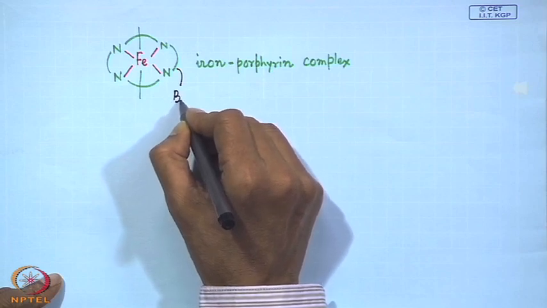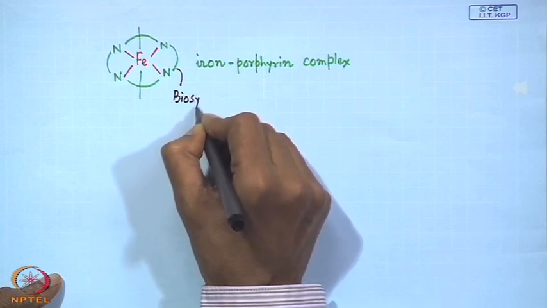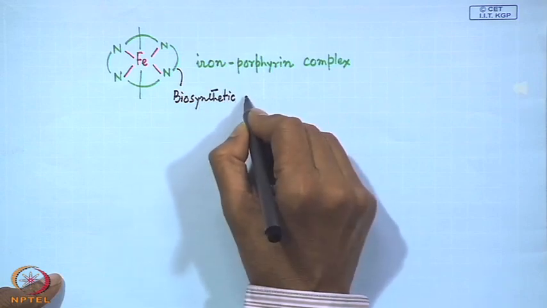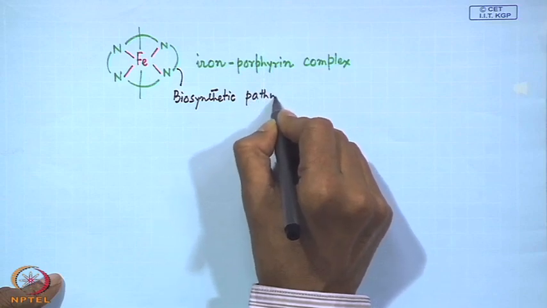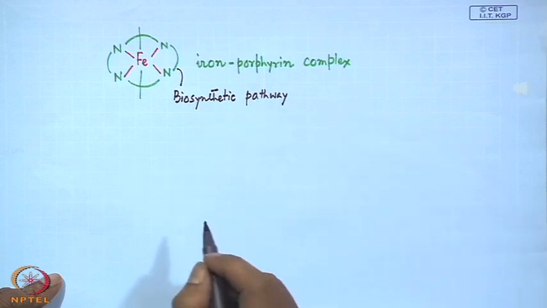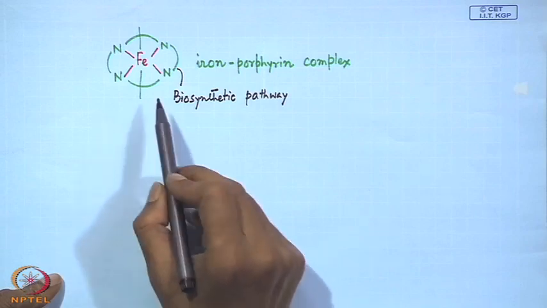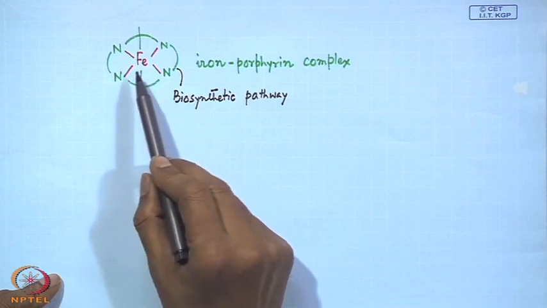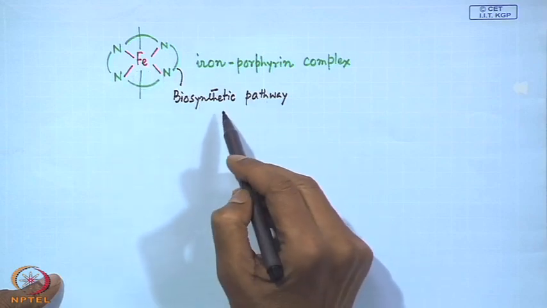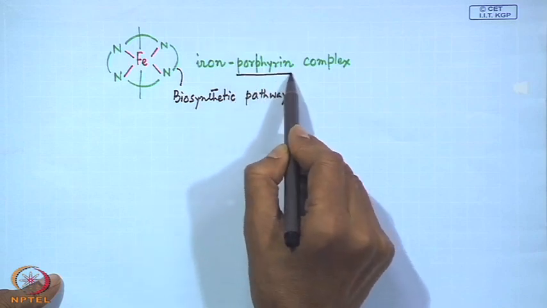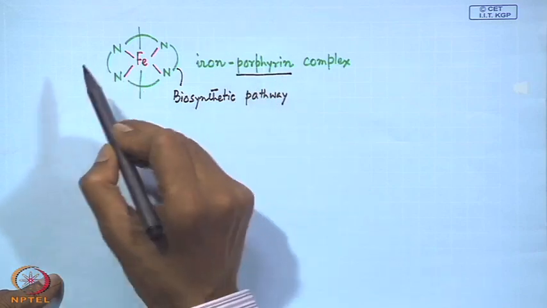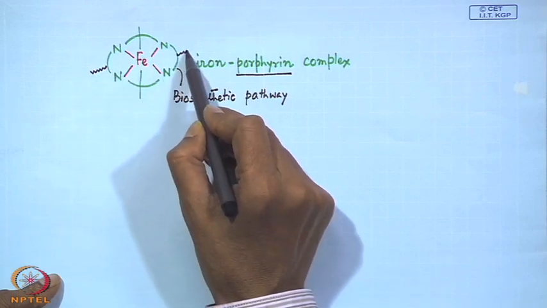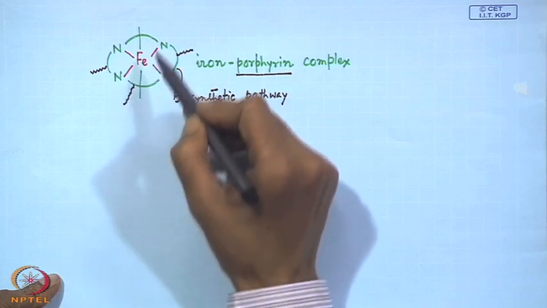This particular ligand is synthesized in our body. It has a biosynthetic pathway of synthesis, so we get this porphyrin molecule which attaches to the iron center. The role of this porphyrin ligand is very important and also very specific, because there are different types of porphyrin molecules having different peripheral substitutions from here and from here.